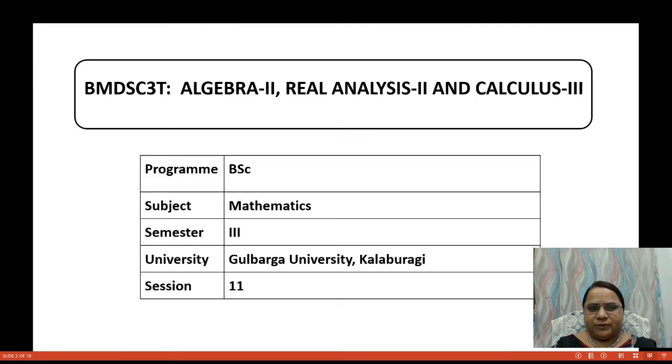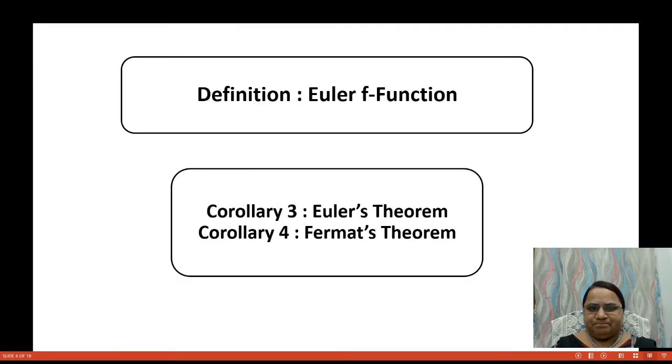Here I'm going to cover the topic Euler's phi function and corollary 3, Euler's theorem, corollary 4, Fermat's theorem.